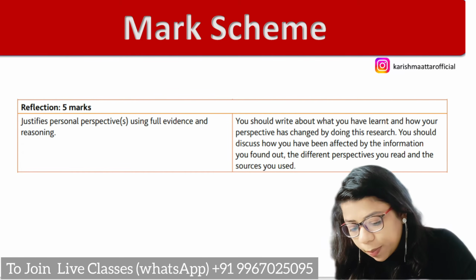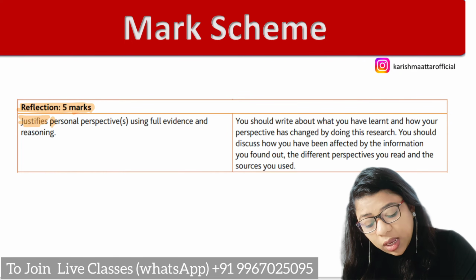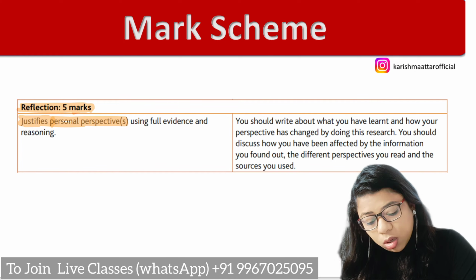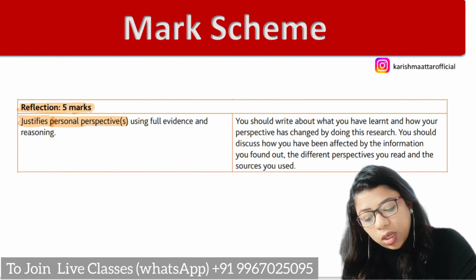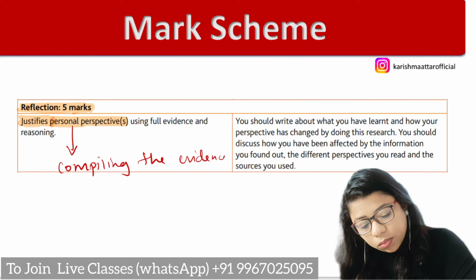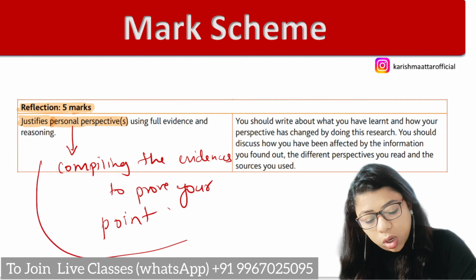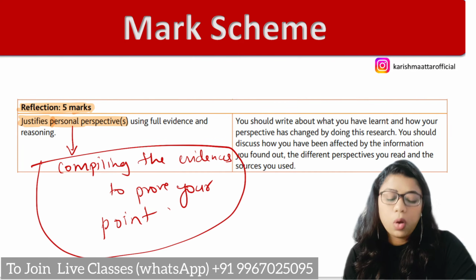Okay, moving on to the next part, that is your reflection. So reflection simply carries 5 marks. What is reflection? After writing everything we talked about in the previous part, we are just justifying whatever final perspective that you are giving. You're just justifying that. Basically, you are compiling the evidences to prove your point. Simple as that. You're compiling all the evidences to prove your point.